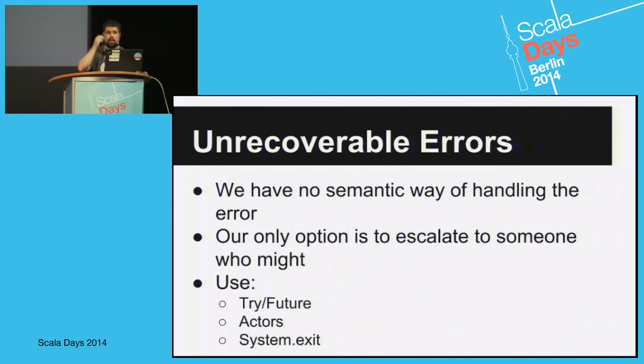You cannot handle it, and you can't even provide the user an efficient way of handling it, so you escalate somehow. Here is where you use try. Here is where future helps. Here is where sometimes just calling system.exit is the correct thing to do. And here is where the actor error channel really comes into place. This is where actors can restart the subcomponent that died.